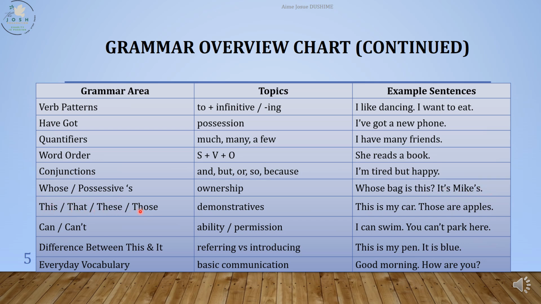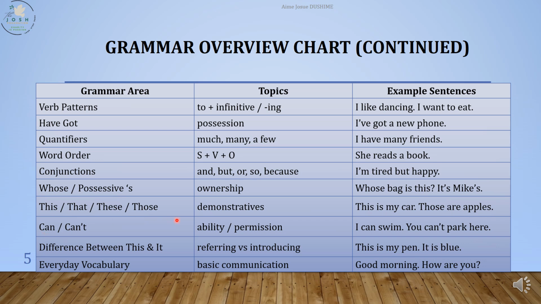This, that, these, those. They are called demonstrative pronouns. We say that this and that, we use them for singular nouns. These and those, we use them on plural nouns. This is used for something which is near and single. That is used for something which is far and singular. These is used for things which are plural and near. Those is for things which are far and plural. This is my car. Those are apples.